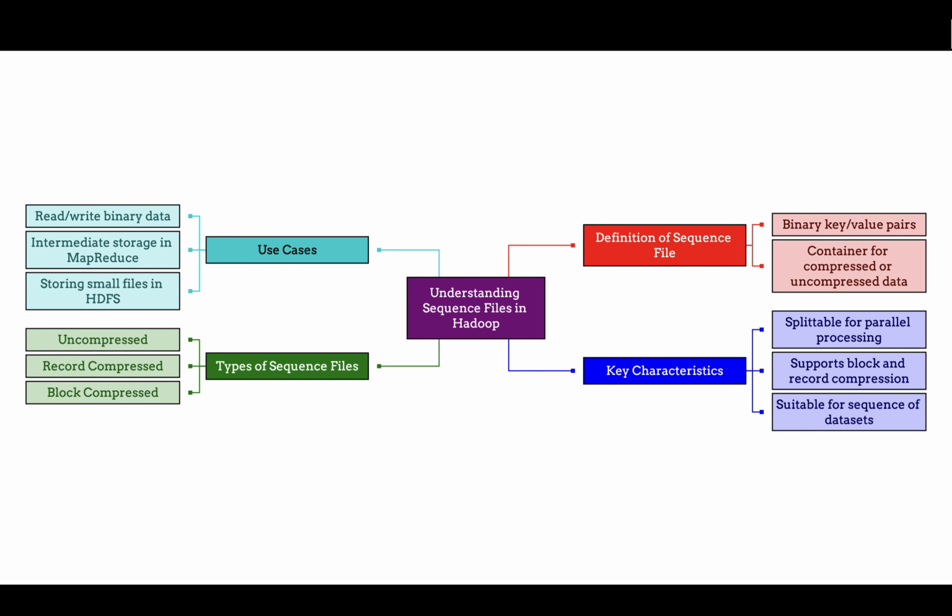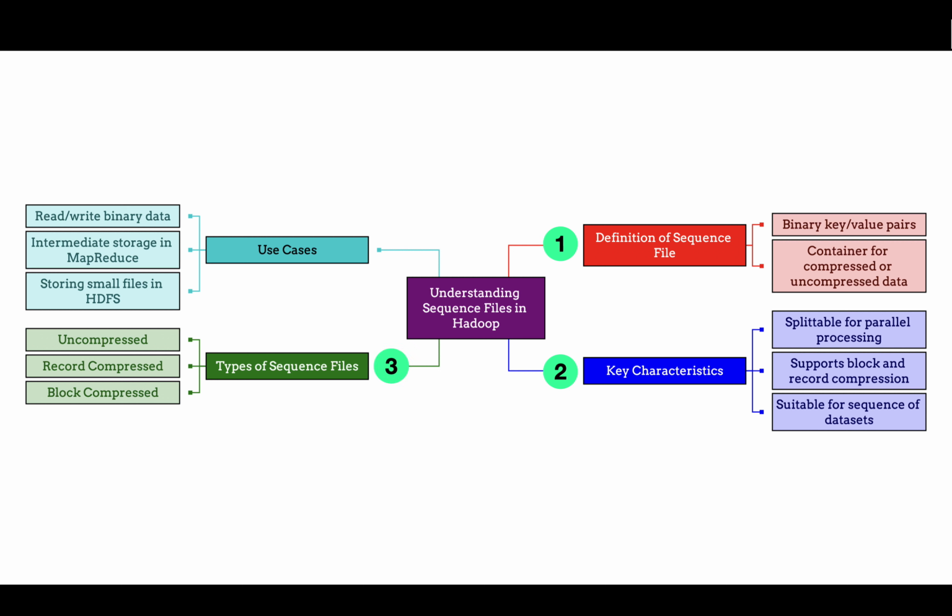Understanding sequence files in Hadoop. 1. Definition of sequence file. A sequence file is a flat file consisting of binary key/value pairs and is extensively used in Hadoop for MapReduce jobs. It serves as a container to store data in a compressed or uncompressed binary format. 2. Key characteristics. Sequence files are splittable, which allows parallel processing in Hadoop. They support block compression and record compression, and they are suitable for storing a sequence of datasets.